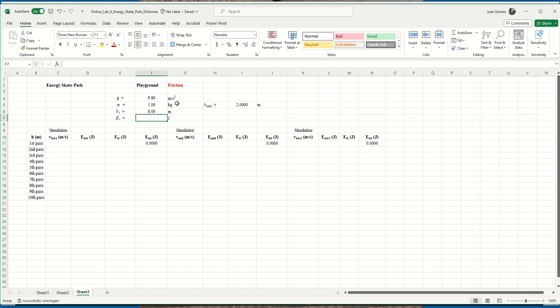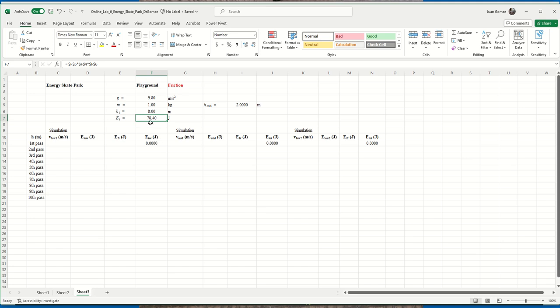So you've got to go ahead and type in that equation here, where notice G is in cell F4, M is in F5, and H, the initial H, is in F6. So his initial energy is going to be equal to mgh, or cell $F$5. See, that's the mass. We're using 1 kilogram, times G, $F$4. That's mg. Then H initial is $F$6. Okay, that's the initial energy. 78.4.